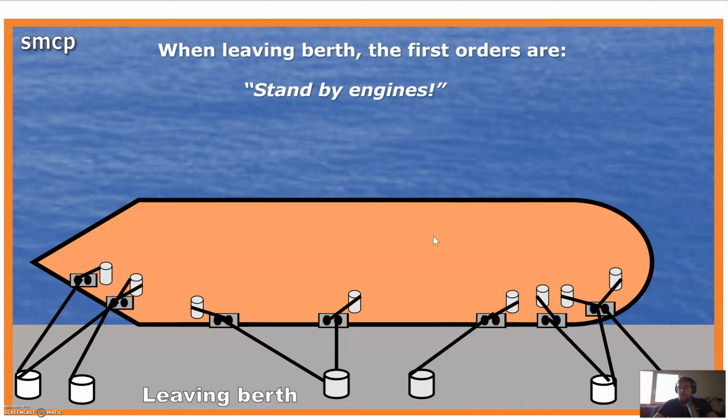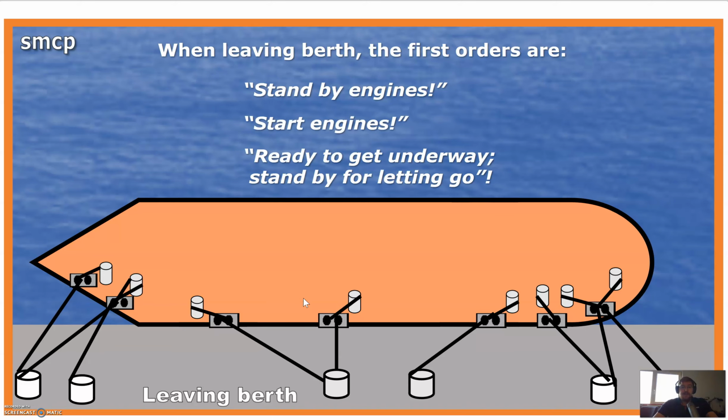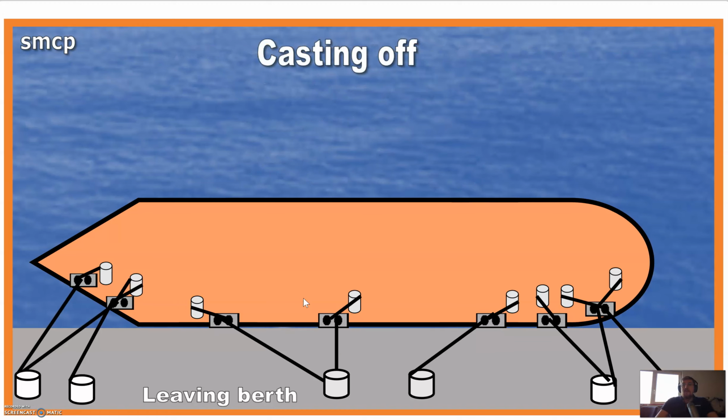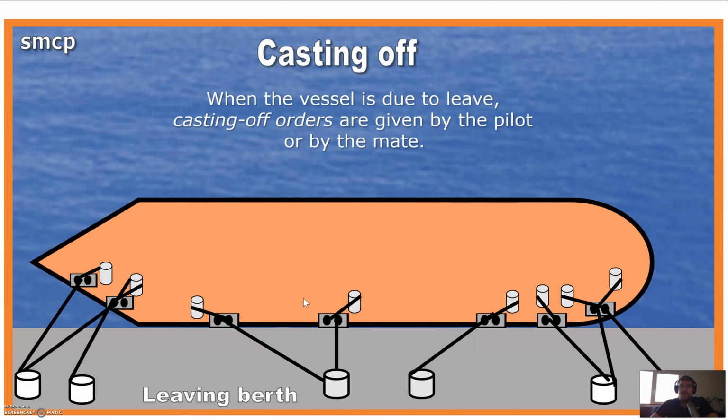Why? If you don't have your engines standby, and you cast your lines off, well, that might cause some issues. You'll become adrift in the middle of the fairway. Not great. So you stand by your engines, you then start your engines, and then you are ready to get underway and stand by for letting go. And when you first start letting go, you want to single up.